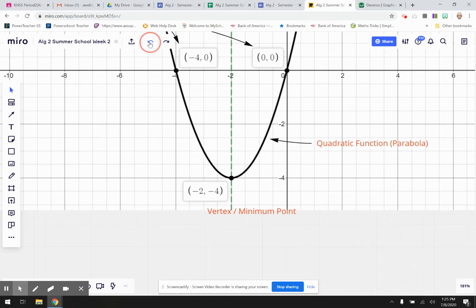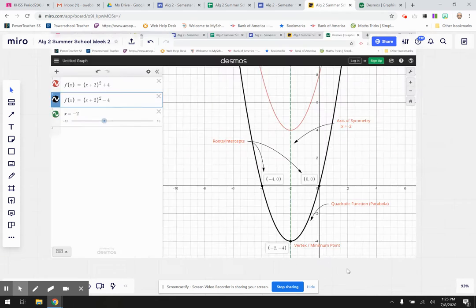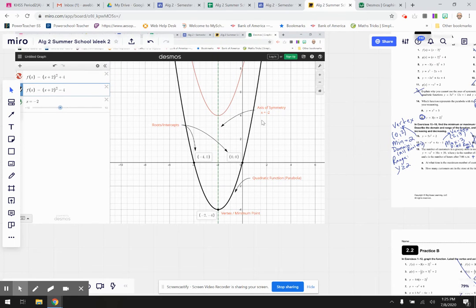Let me see what happened to my thing here. Okay, so let's put that right there. All right, moving on. Just wanted you to see those labels because those are going to come in handy.